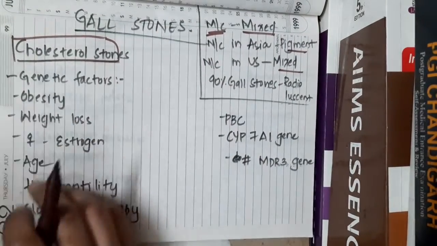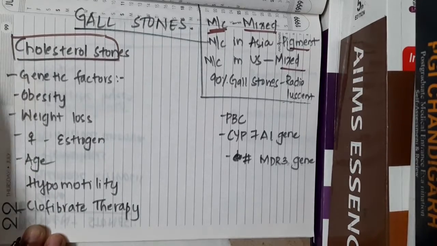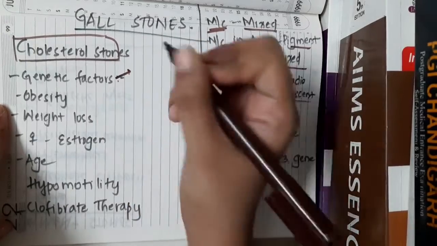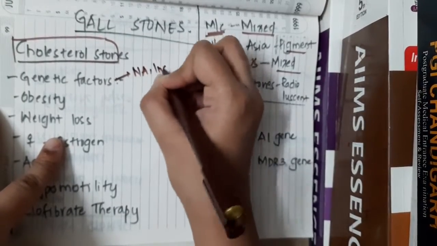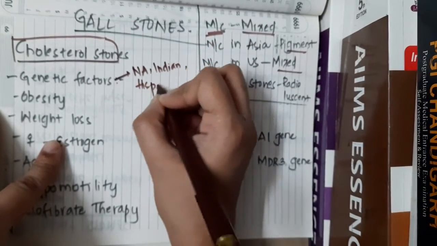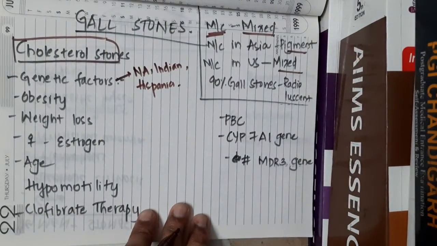In the cholesterol stones, first the etiological features of stones. The causes of cholesterol stones are: one, genetic factors. In the genetic factors, they are most commonly seen in North Americans, Indians, Hispanics. These are the different races where cholesterol stones are most commonly seen.